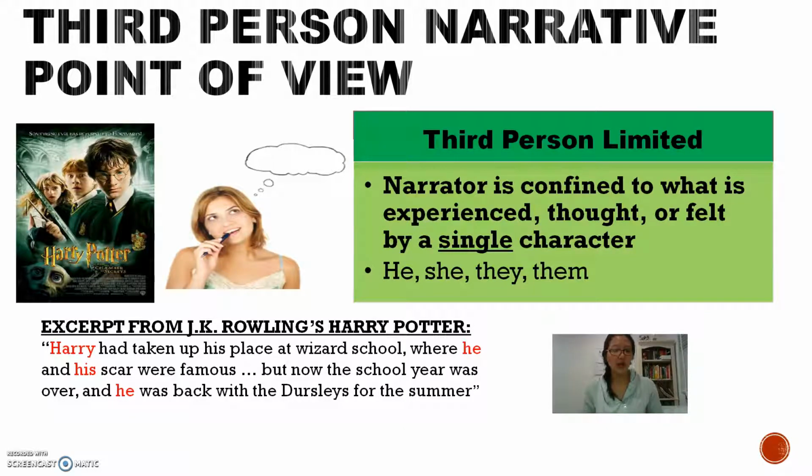Why? Well, we have the pronouns he, his, and Harry being his name, and this is narrating the story from one single character, from an onlooker who's looking in and he's only confined to that one character and reiterating the story. So third person limited is what that is.